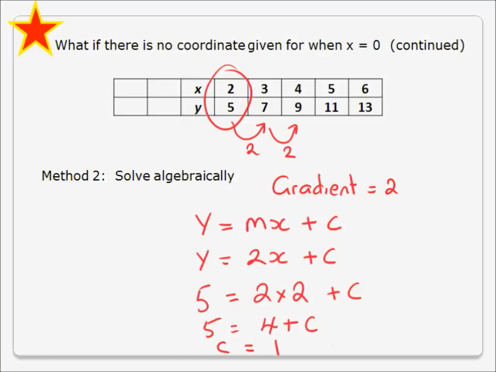So now I have enough information to finish my rule. So if c equals 1, I can go back up there and put it there. So the rule is y equals 2x plus 1, which is what we found earlier.